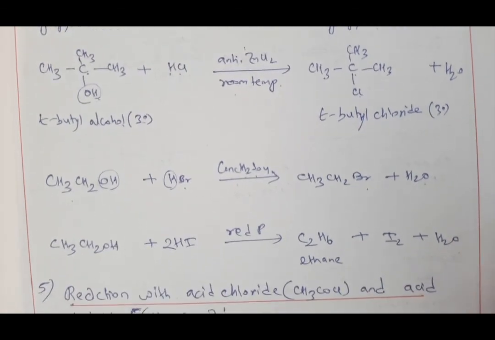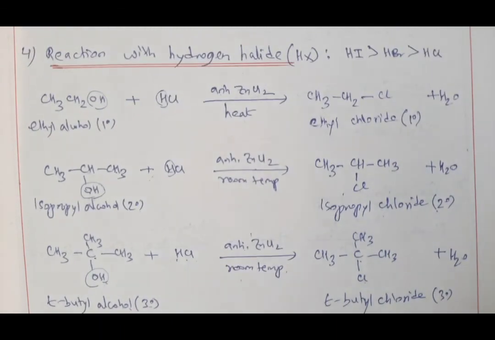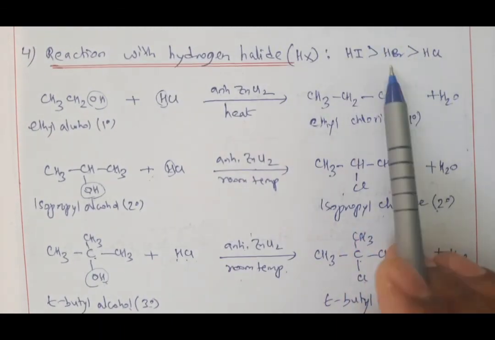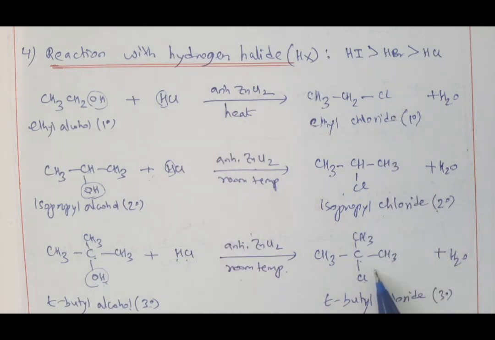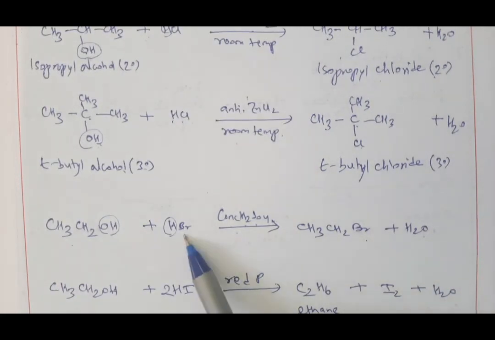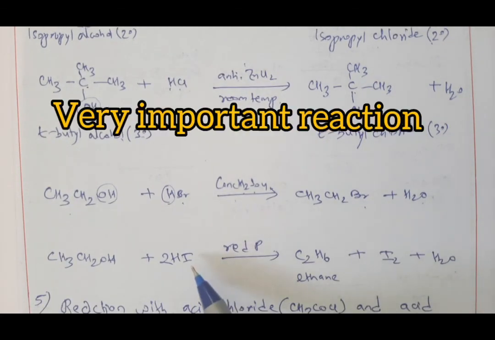Now let us see the reaction of alcohol with HI. As I said, HI is highly reactive as compared to HCl and HBr. So if you react with HCl, you get alkyl halide. If you react with HBr also, you get alkyl halide. But when you react with HI, being highly reactive, you will not get alkyl halide, but you get alkane. Now let us see how.